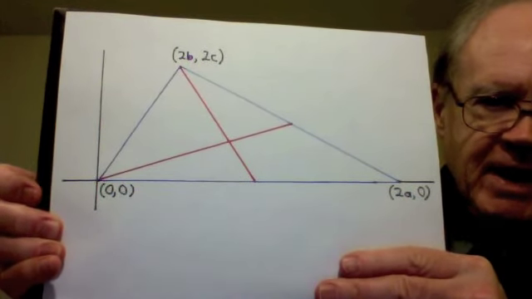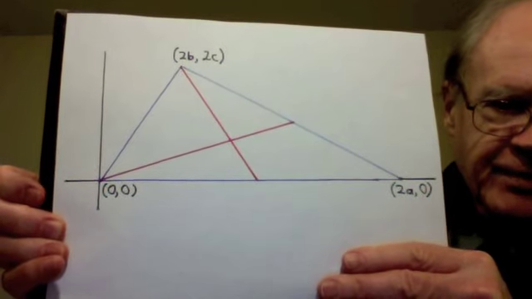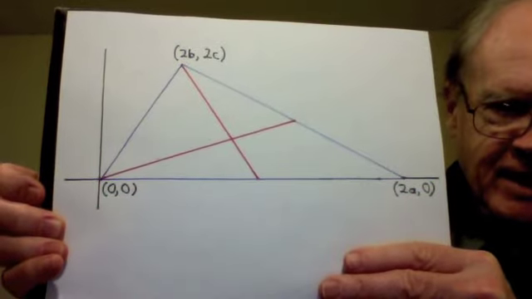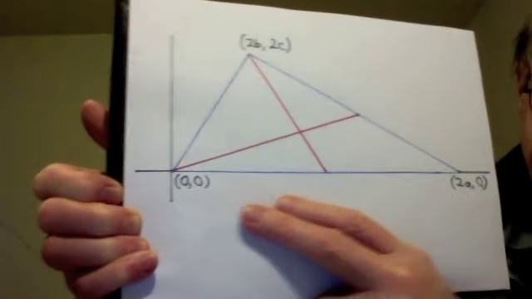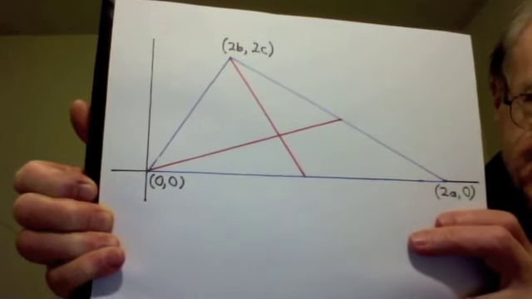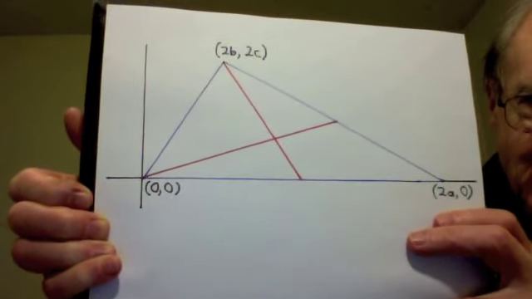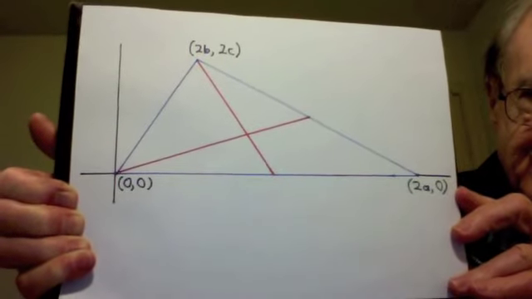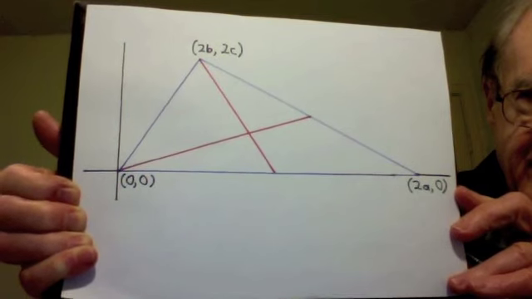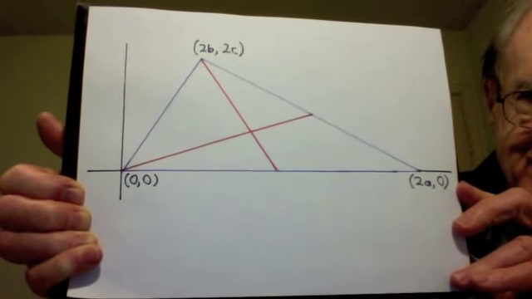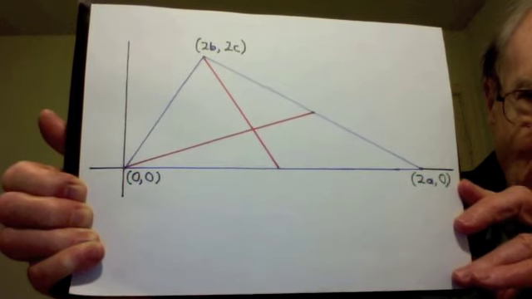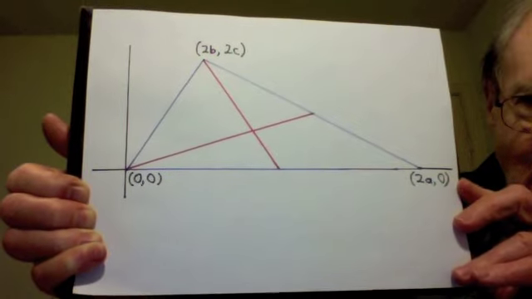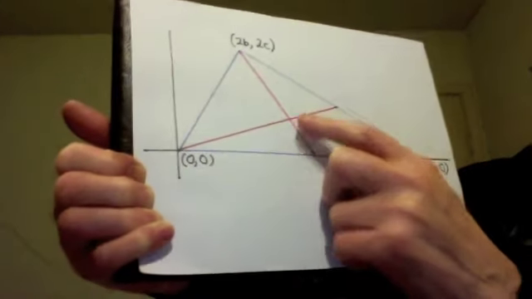So I'm placing this triangle in the coordinate plane with the base, the bottom side, horizontal along the x-axis from the origin (0, 0) out to a point whose coordinates I call (2a, 0). And I call the coordinates of the top vertex (2b, 2c). And your challenge is to show that all three medians, the two that I've shown and the one that I have not yet drawn, all intersect at the same point.